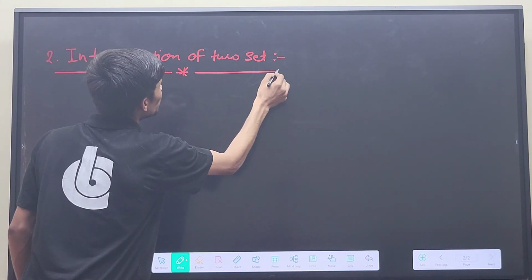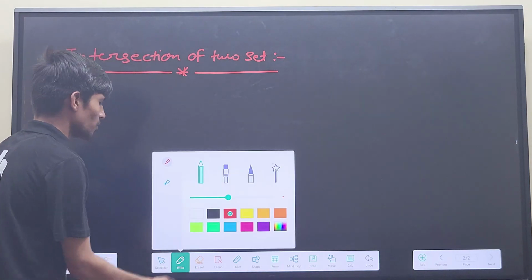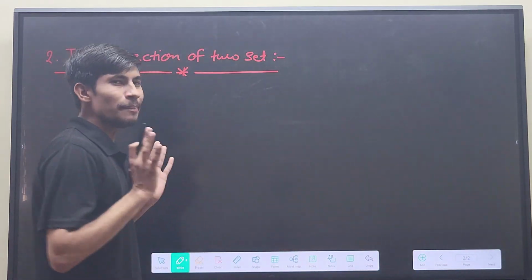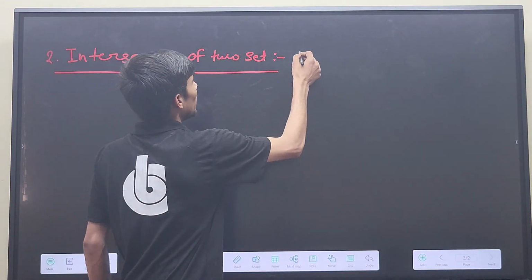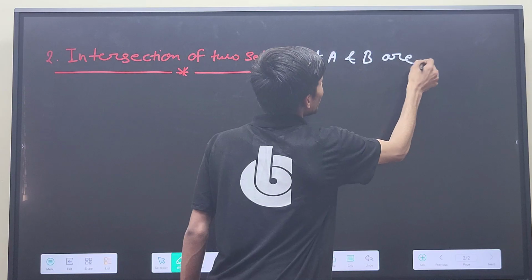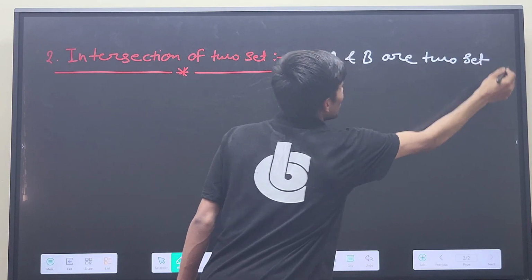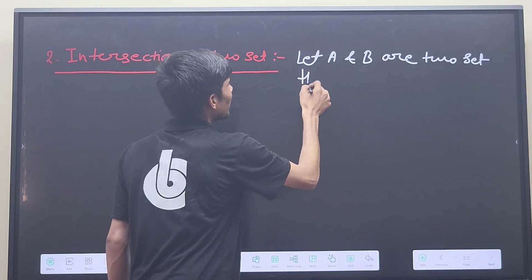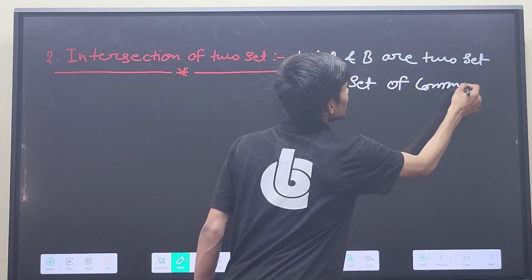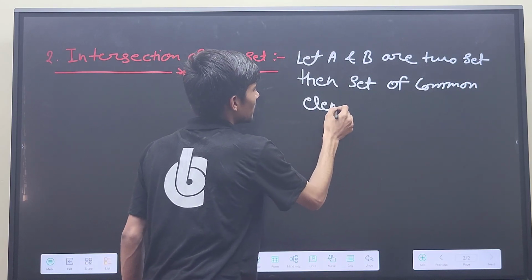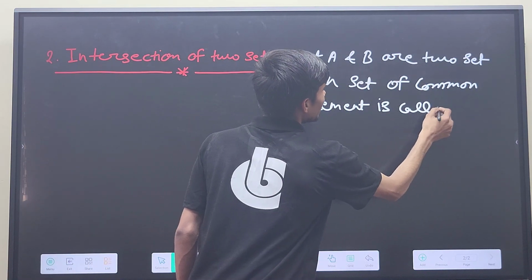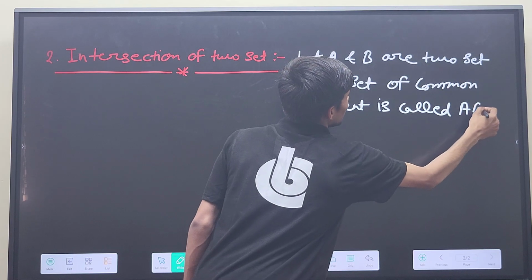Intersection of two sets. So what does intersection mean? Intersection means the set of common elements. Simply the set of common elements. So let A and B be two sets, then the set of common elements is called A intersection B.